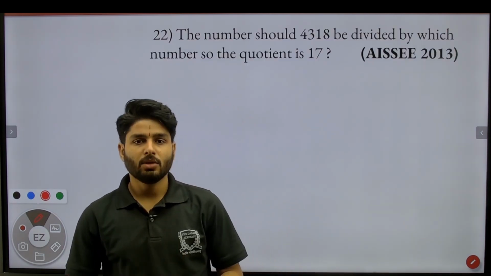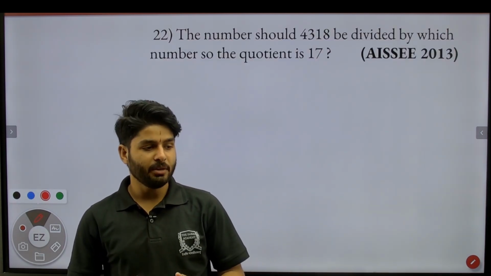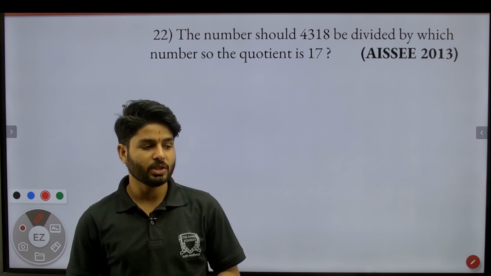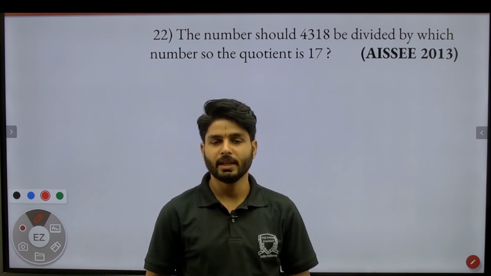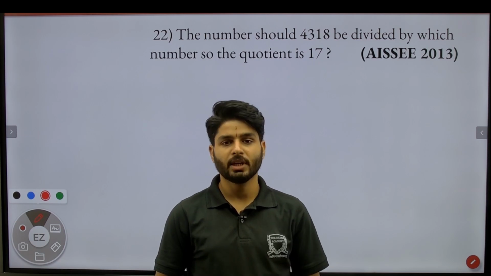The number 4318 should be divided by which number? So the quotient is 17. हमें बताना है कि जो 4318 है उसको हम किससे डिवाइड करें कि जो quotient है वो 17 आए.